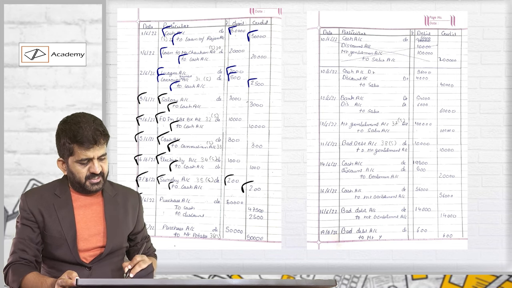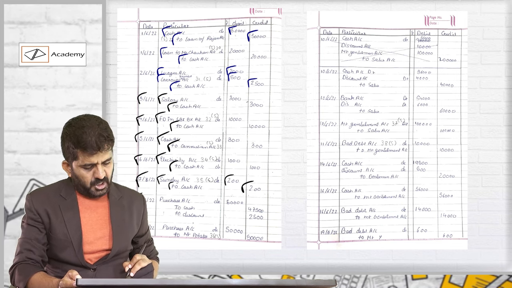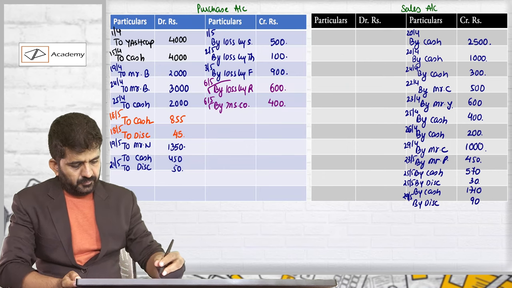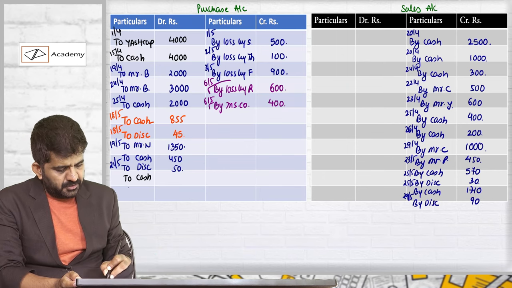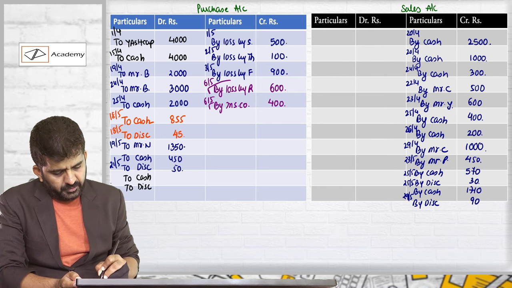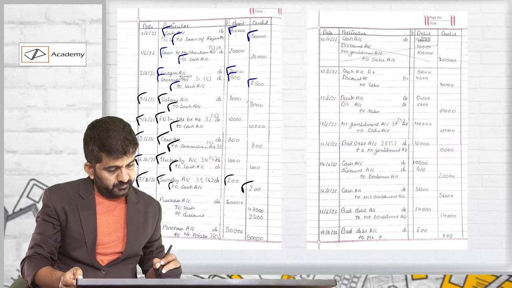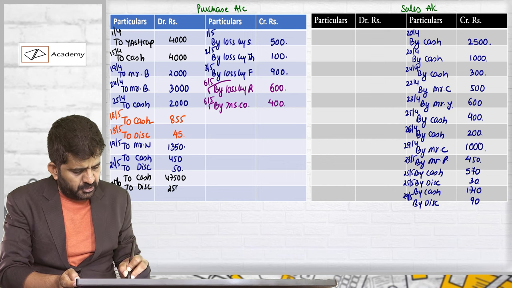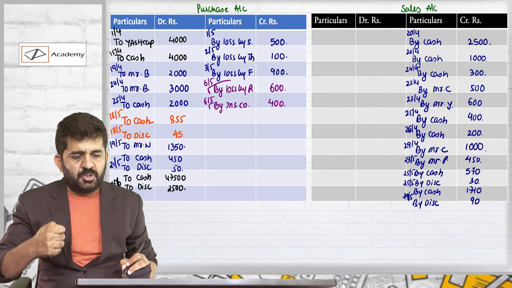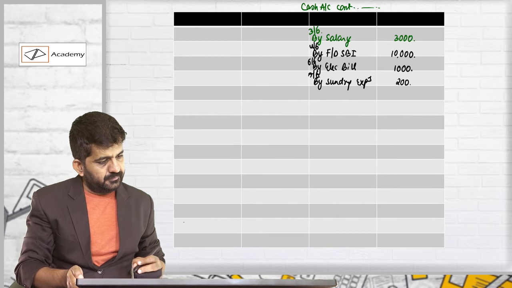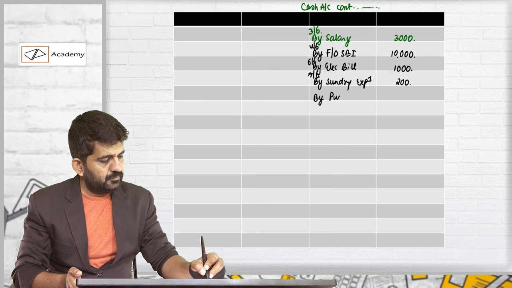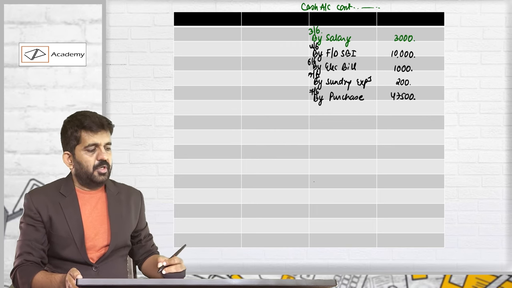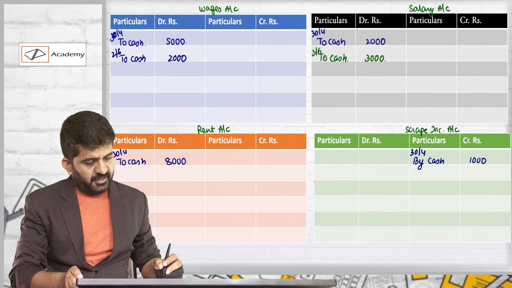Ninth June, purchase account debit 50,000 to cash to discount. So purchase account debit side 50,000 to cash, to discount, 7th June. Cash is 47,500 and discount is 2,500. Cash account credit side 47,500. Discount account credit side 2,500.